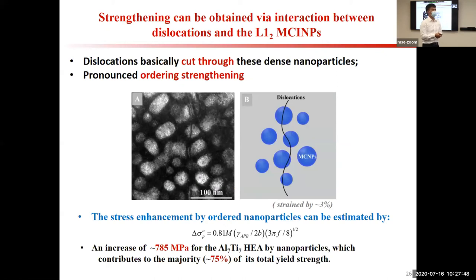We also use TEM analysis to identify the interactions between the nanoparticles and the matrix. From this image, we can see that dislocations basically cut through these nanoparticles, and this will cause pronounced ordering strengthening. The strength increment caused by the ordering strengthening can contribute to the majority of the total yield strength, about 75%.